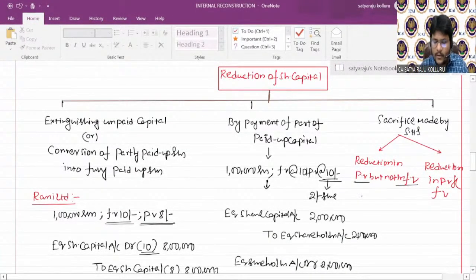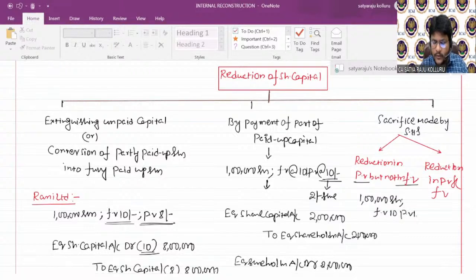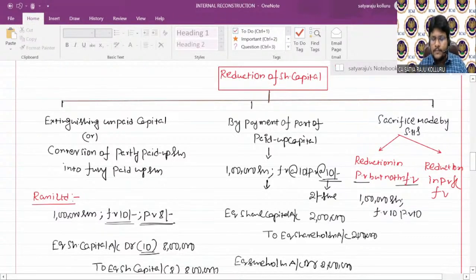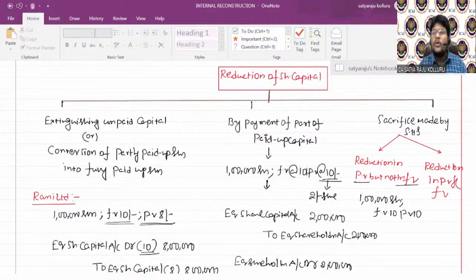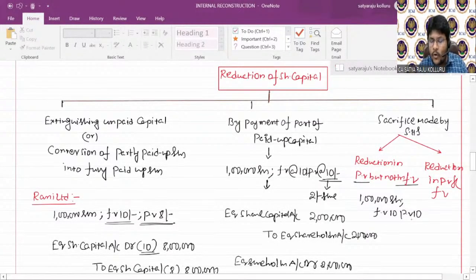I'll take an example. So the existing shares are the same, 1 lakh equity shares, let us assume. And the face value is 10 rupees. Paid up value is also 10 rupees. Now, the shareholders are ready to forego, for each and every share, out of the paid up value of 10 rupees, to the extent of 4 rupees per share.